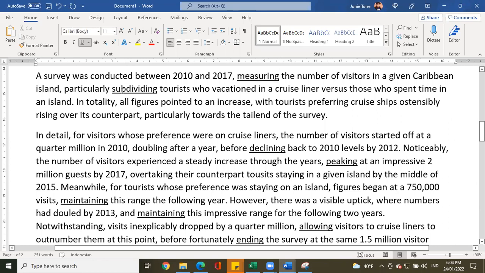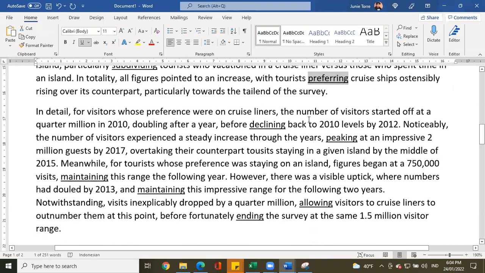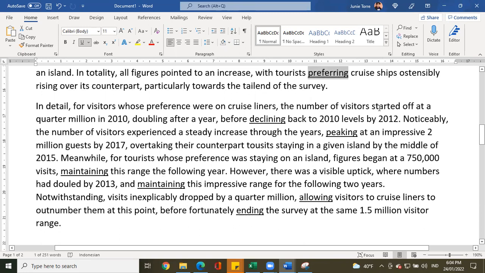And then, spice up mo pa with adverbs like that, particularly, diba? Like this one, the adverb, before, declining. In totality, all figures pointed to an increase, with tourists preferring, guys, cruise ships ostensibly rising over its counterpart, particularly towards the tail end of the survey. In detail, for visitors whose preference were in cruise liners, the number of visitors started off at 250,000 in 2010, doubling after a year before declining back to 2010 levels by 2012.